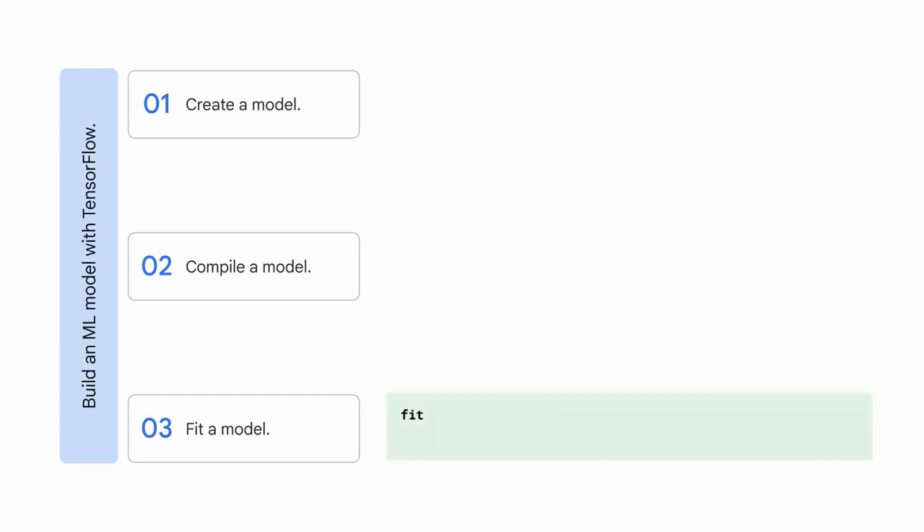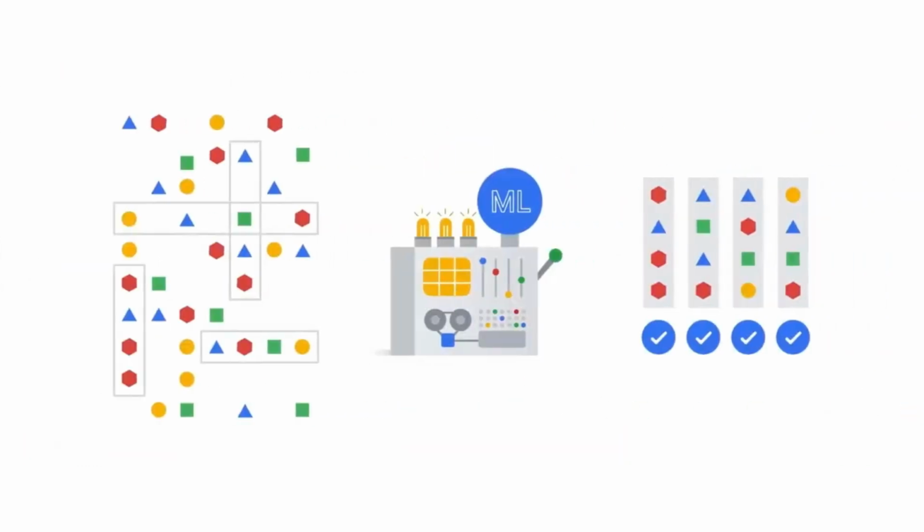The last step is to train the model by using the method fit. For instance, you can define the input, the training data, and the output, the predicted results. You can also decide how many iterations you want to train the model by specifying the number of epochs. After you train the model and are satisfied with the performance, you can then deploy the model and make predictions.